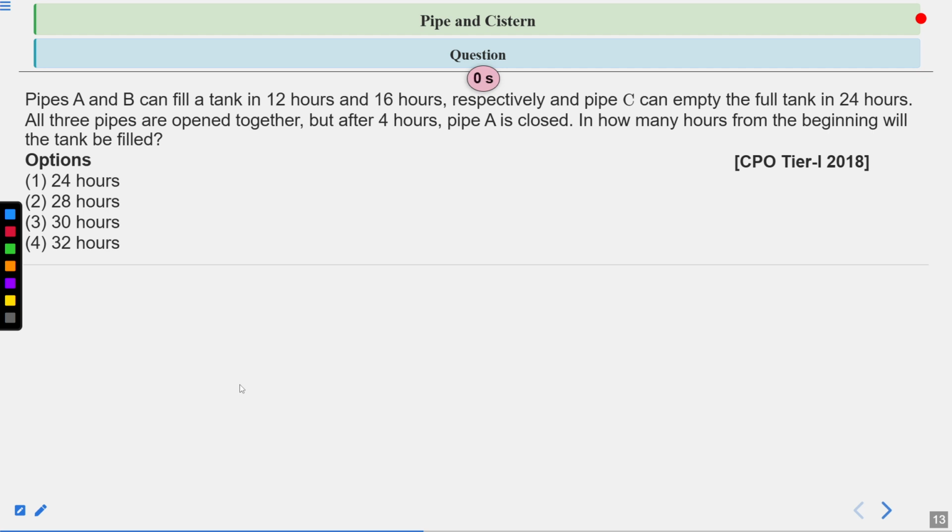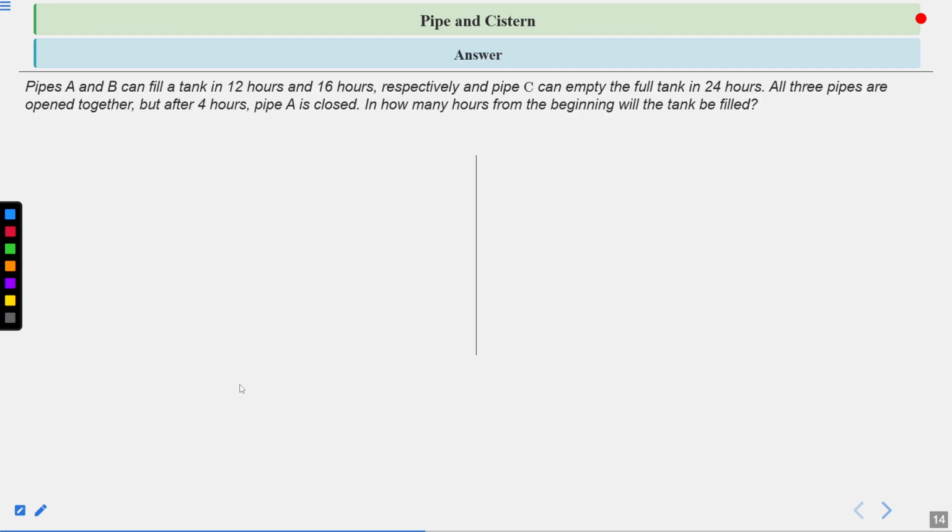Now time's up. Let's see the solution of this question. It is given that pipe A takes 12 hours to fill the tank and pipe B takes 16 hours to fill the tank, and pipe C takes 24 hours to empty the tank. Now the question says that if all the pipes are open together but after 4 hours pipe A is closed, it means from the start they all work together for 4 hours and then after A is closed, B and C will be working. Now the question is, in how many hours from the beginning will the tank be filled?